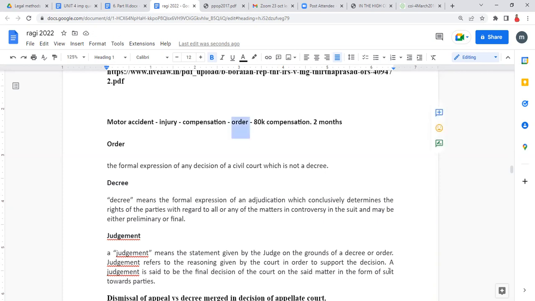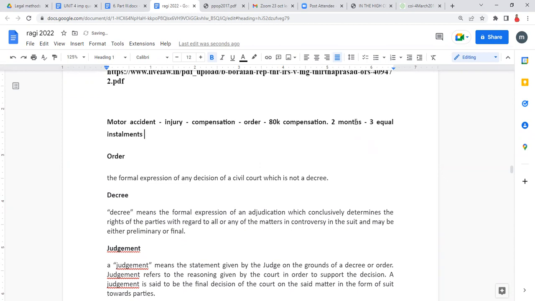The court is ordering that this petitioner is entitled to 80,000 rupees compensation. It should be paid within 2 months in 3 equal installments. This is nothing but an order. The court is ordering that this is how it should be paid and this is how much should be paid as compensation to the party because he sustained injury as a result of this accident. Okay, that is an order. Now, what is a decree?